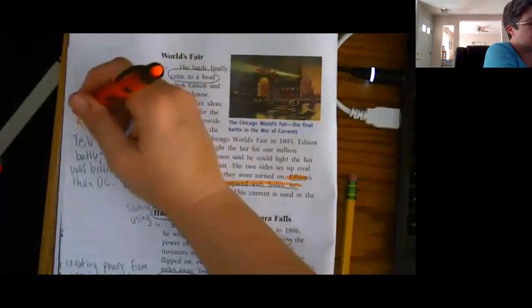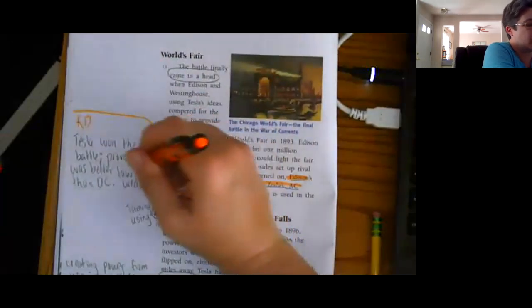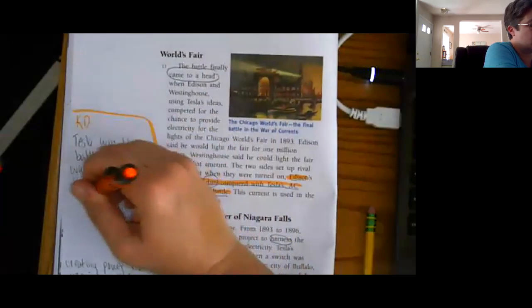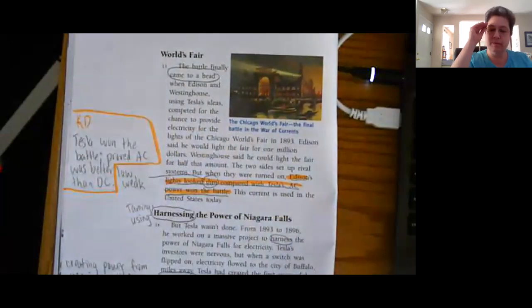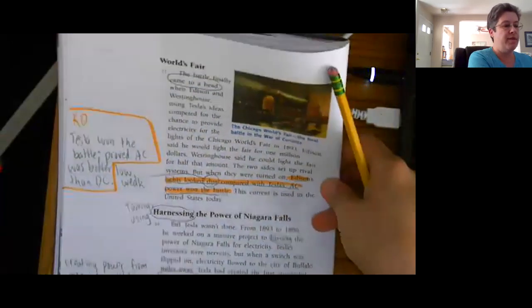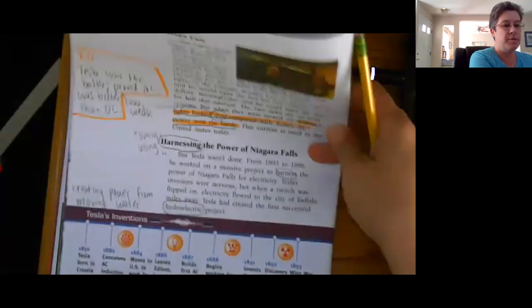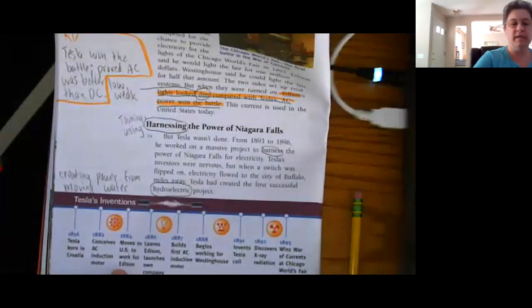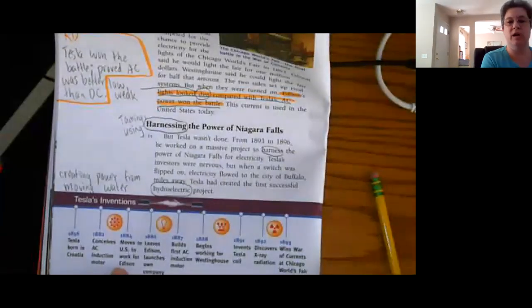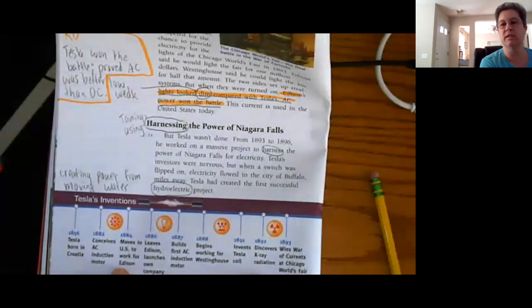I'm going to put a box around it to separate it from our definitions. So Tesla won the battle and proved that AC was better than DC. But that wasn't all. Something else that he did, and was the first scientist to do it, making him that visionary, brilliant scientist that we got from the very beginning of the selection.